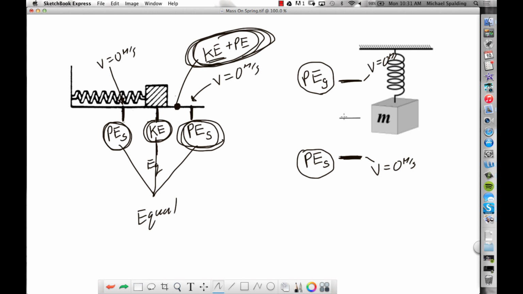Okay? And now what type of energy will the mass have at the middle? Does it have kinetic? Yeah. Does it have potential of gravity? Yeah. Does it have potential of spring? Yeah, because the spring is now stretched. So you'd have all three. That's pretty tricky. Okay. That's it.